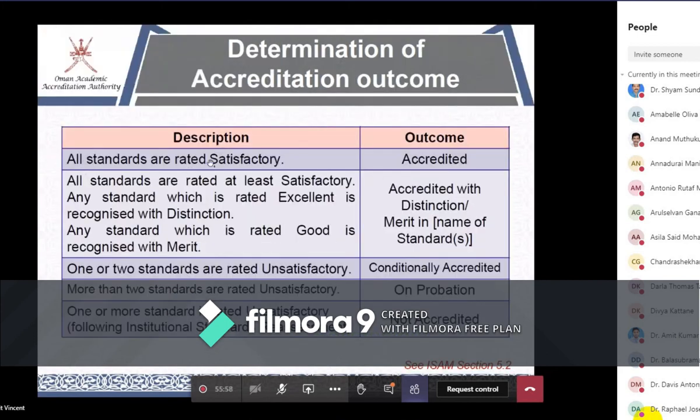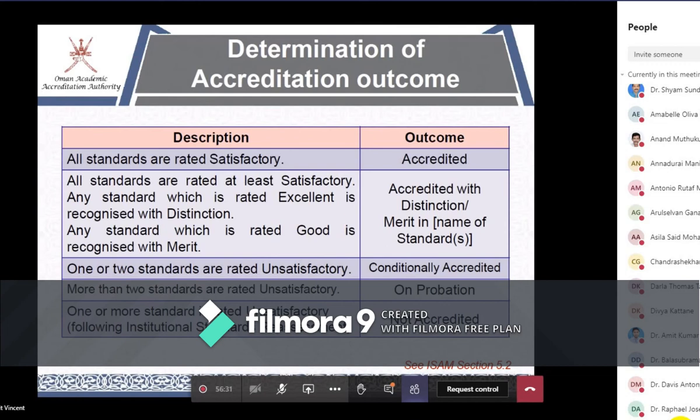Now if all the standards are rated satisfactory, we will be accredited. So if you see all the standards 1, 2, 4, 5, 6, 7, 8 and 9, if they are all marked as satisfactory, then we will be able to get accreditation. Now if all the standards are at least satisfactory, and any standard is excellent, or any standard is rated as good, then we may get an accreditation with distinction.